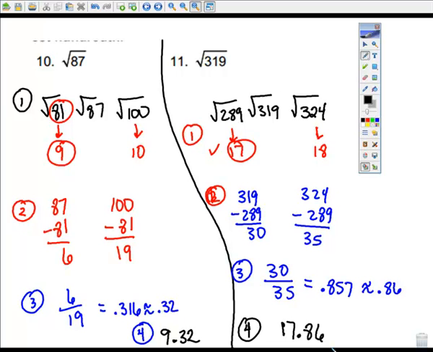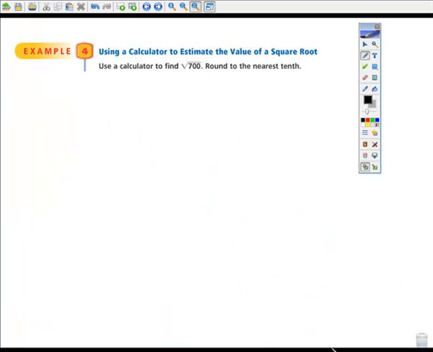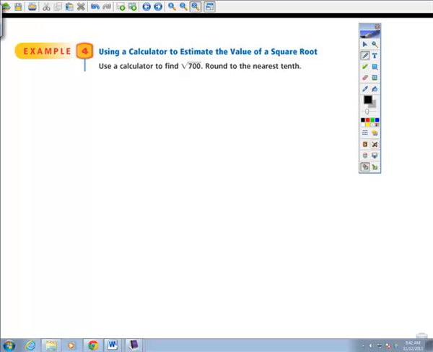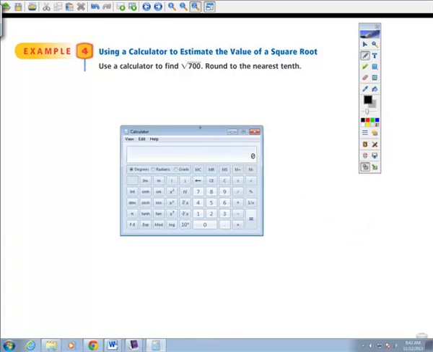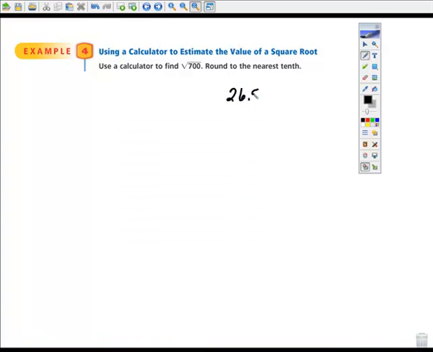Okay, the last method for approximating square roots is probably going to be your favorite method. That's using the calculator. You can use the scientific calculator that comes with your book or that's on the computer. If you're using the one on the computer, you just type in 700 and then the square root symbol is right here. It says round to the nearest tenth. It's approximately 26.5. So that's probably the better way. I mean, not the better way, but the quickest way.